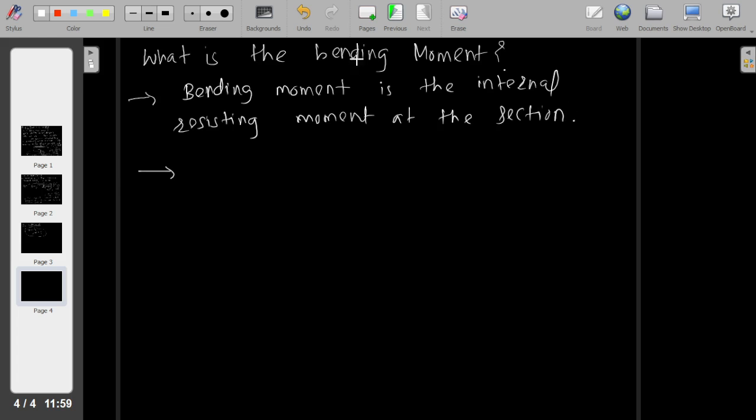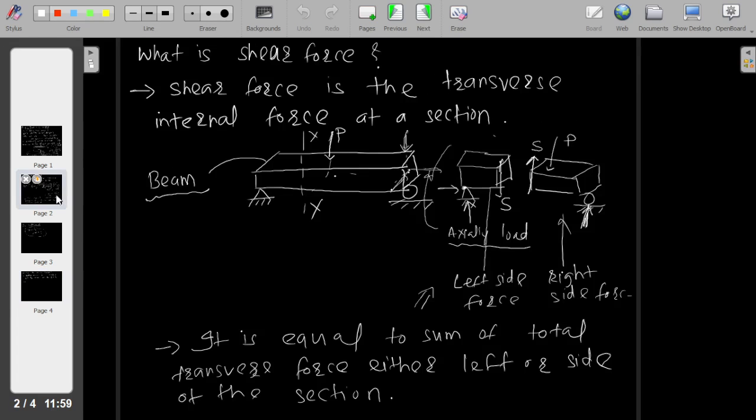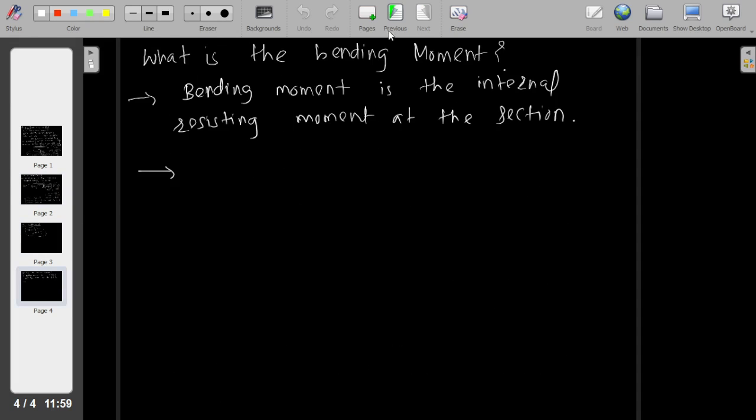No, it's not resisting. It is just the internal moment. If you introduce internal resisting, what will happen? The resisting is always external. This is the internal moment only. This is wrong here. Whatever I make wrong, you will remember. So you don't say resisting.